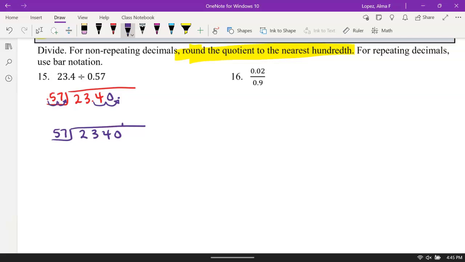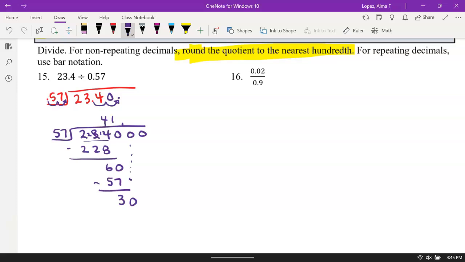57 doesn't go into 2 or 3, but it does go into 234. So 57 goes into 234 4 times. For time's sake, 4 times 57 is 228. And I can subtract. I'm going to end up having to borrow, and I'll bring the rest of the number down. 57 goes into 60 one time. Subtract, and I'm going to need some more. So I'm going to add another 0.